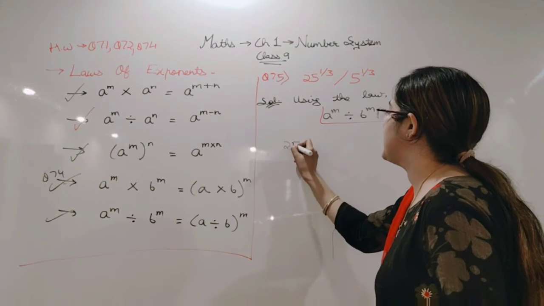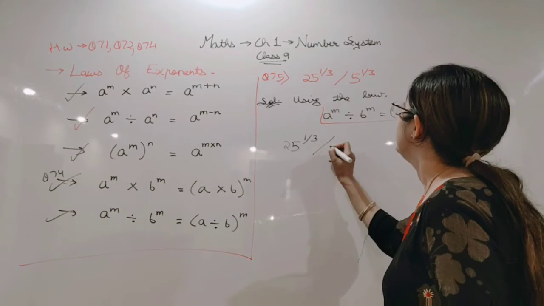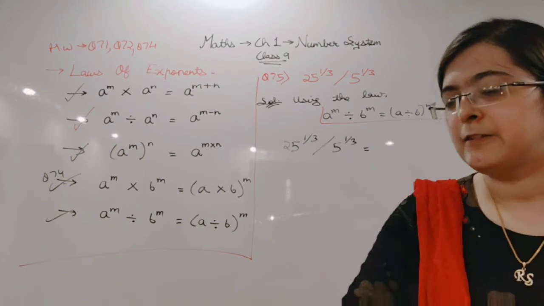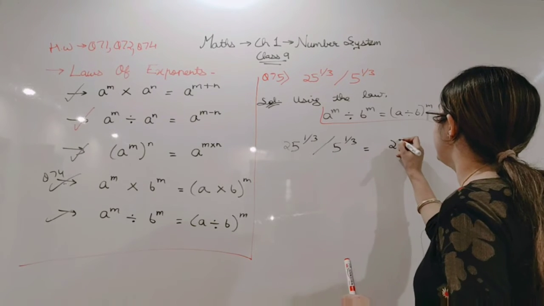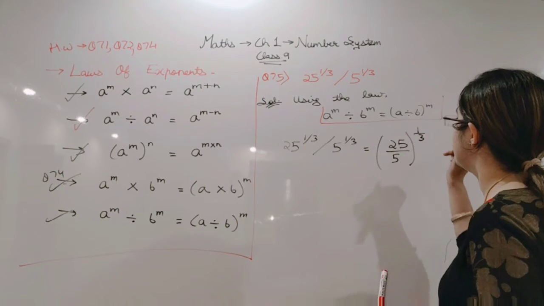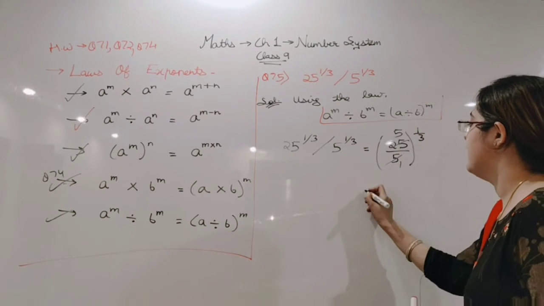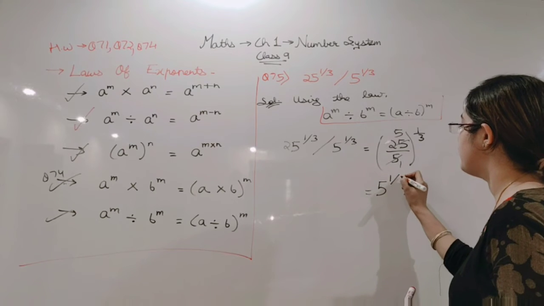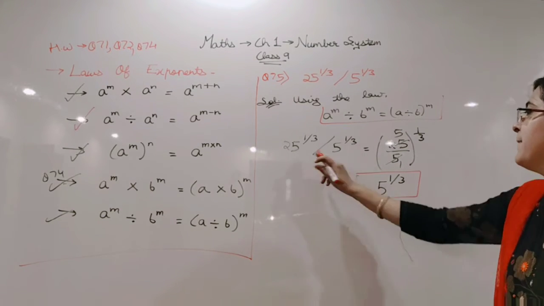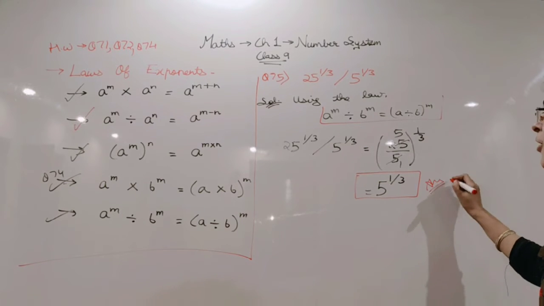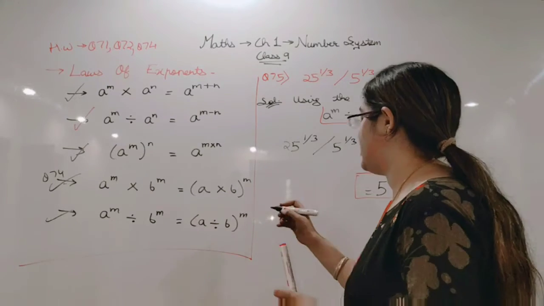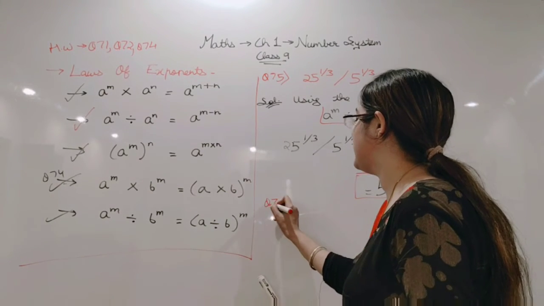So write it down: 25 to the power 1 by 3 divided by 5 to the power 1 by 3. What we will get? Here we will first divide 25 divided by 5, and whole to the power 1 by 3. 5 ones are 5, 5 fives are 25. So your final answer will be 5 to the power 1 by 3. Okay, we have done this only. First we have done the operation and the power will be on the whole. Is it clear, students? Now see question 76. What is your question 76?